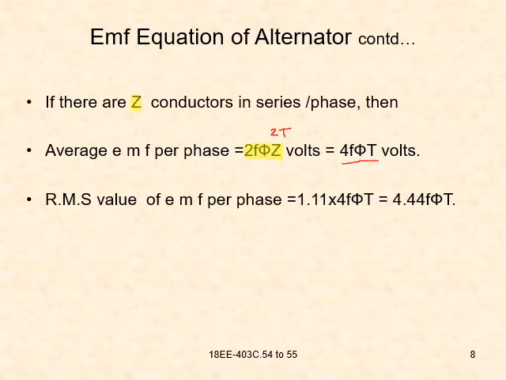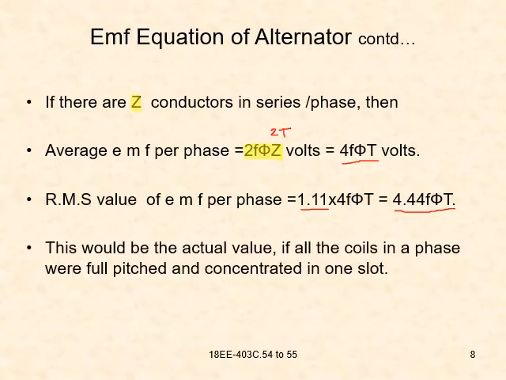So we know that the RMS value of EMF per phase is equal to, multiplying with the form factor 1.11 into the above equation 4 f pi T, then we'll get 4.44 f pi T. So this would be the actual value if all the coils in a phase were full pitched and concentrated in one slot.